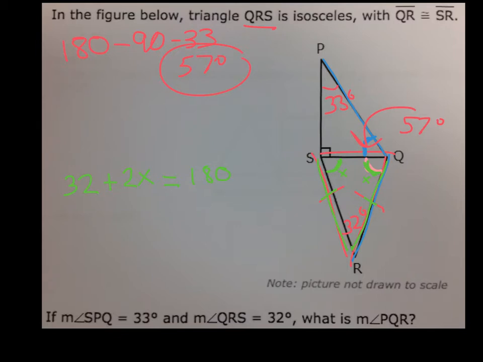So let's just solve this little equation here. I'm going to subtract 32 from both sides. I apologize for my sloppiness, but I'm trying to go really fast. That is going to leave me with 2x equals 148. Now I'm going to divide both sides by 2, and that leaves me with x is equal to 74. So I know now that this angle right here is 74 degrees. So angle PQR, that big angle there, must be the sum. So I'm going to add 57 plus 74, and that gives me 131 degrees, which should be that answer.